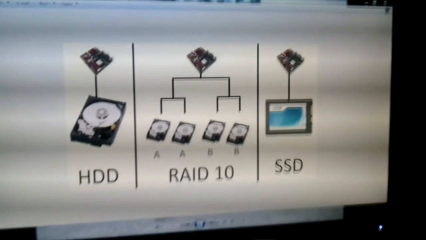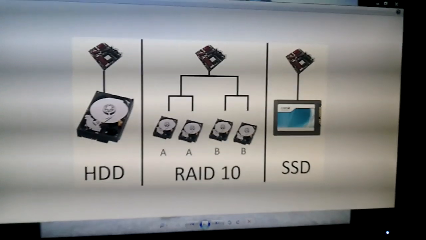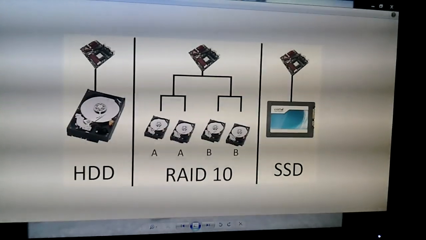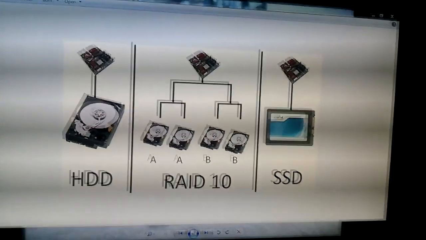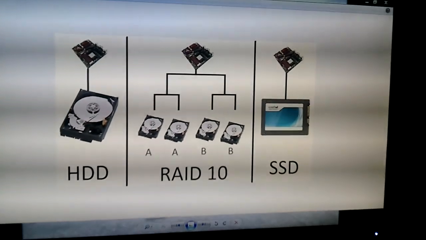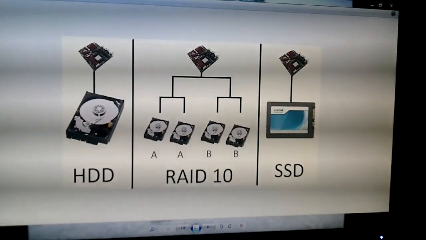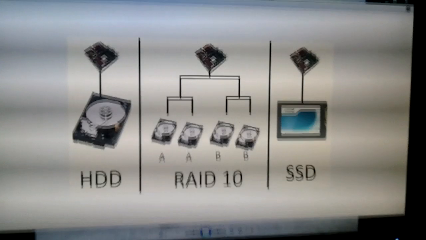Hello YouTube, a very quick comparison between HDD and RAID 10 and SSD. The motherboard is an ASUS Crosshair Formula 4. The controller for the RAID is the onboard controller for the motherboard. They're all using the 6 gigabit SATA, so no bottlenecking there.